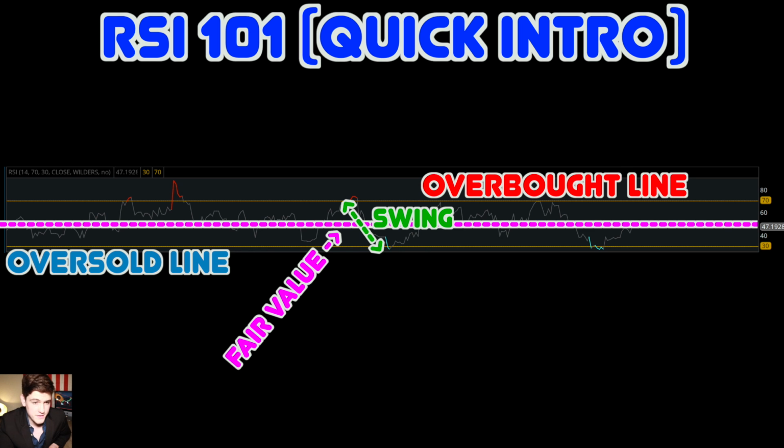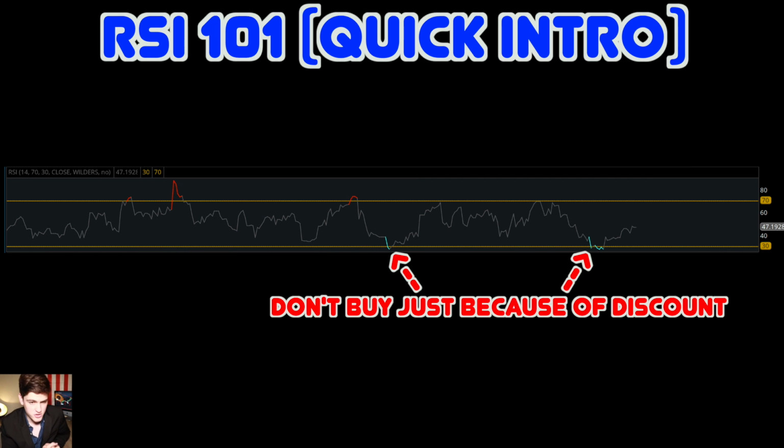Something that is oversold does not mean that it's a good idea to enter. It just means that it is a good deal relative to the rest of the price action. The same thing with overbought and fair value. I like to say that buying into a stock just because it has been massively discounted is akin to buying a sick dog on the side of the road.